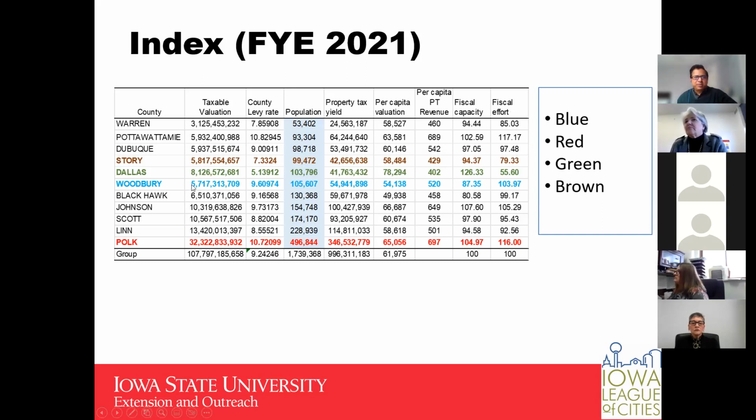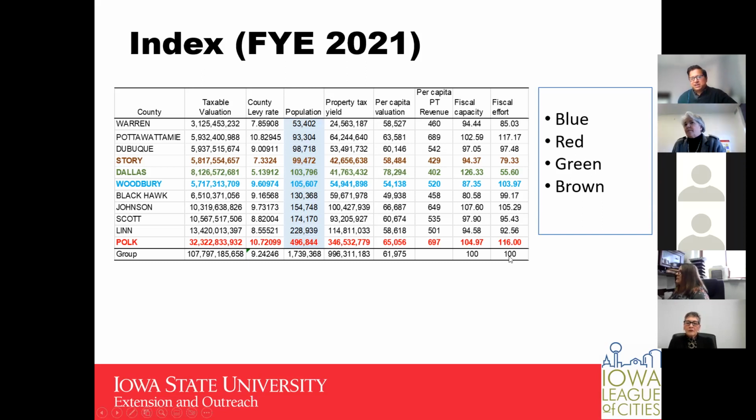The one in blue, which is Woodbury County, has a fiscal capacity of 87.35. Fiscal capacity is tied to the per capita valuation that the county has to generate the amount of property tax revenues that they need to. If the group is indexed at 100 and your number is less than 100, it means that your per capita valuation is relatively lower compared to the rest of the counties in this group. That means Woodbury County's per capita valuation is slightly lower than the group's average, and you would expect a higher fiscal effort.